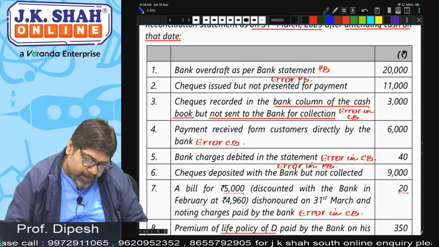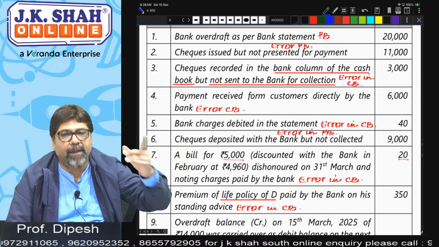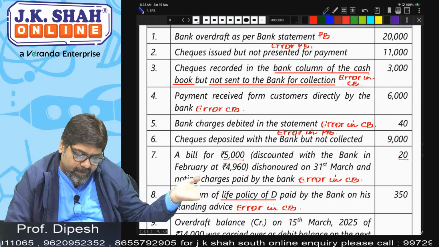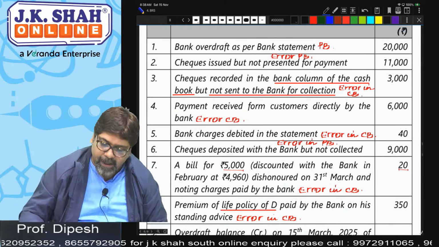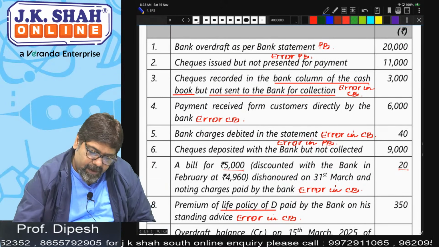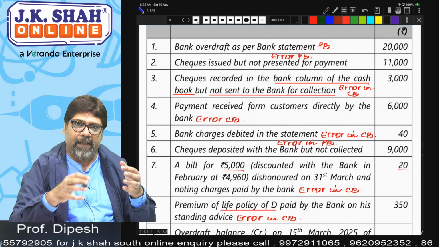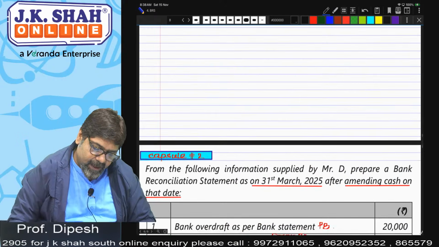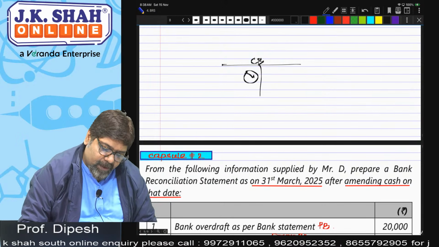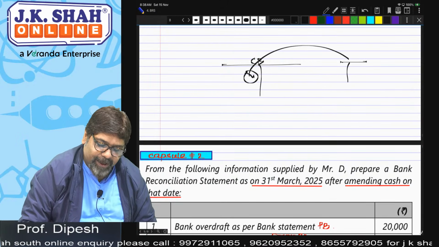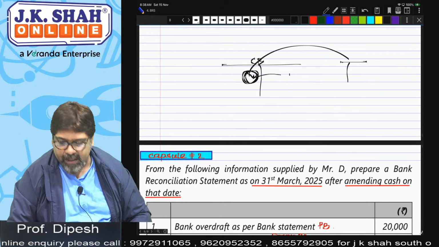The customer directly deposited money into our bank account, but we have not recorded it. See that this is clear. Checks recorded in the bank column of the cash book but not sent to the bank for collection: we received the check and recorded it on the debit side of the cash book, but the check was not sent to the bank. So we should not have recorded it at all, so we record it on the credit side to nullify the effect.